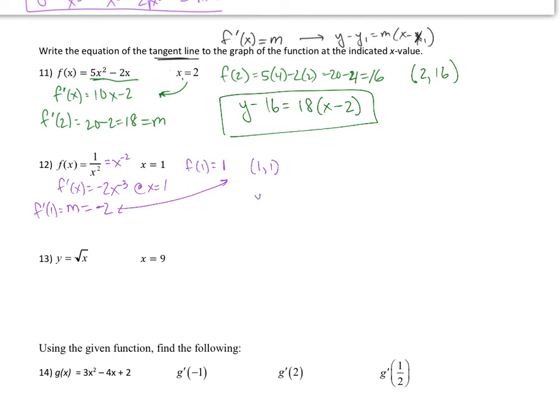So y minus 1 equals m, which is negative 2, times x minus x1, which is 1. And that's the equation of the tangent line there. All right, moving on to this next one.